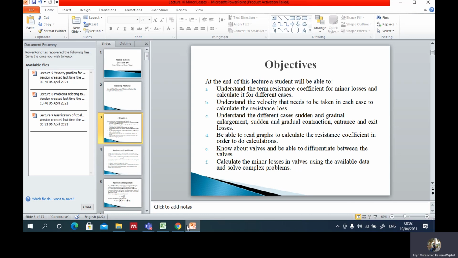You should be able to read graphs to calculate the resistance coefficient in order to do calculation. कभी कभार क्या होता है, we have to calculate the value of K not analytically but via graphs, and that is extremely important. So as a student, or if you're working in an industry, we have a lot of data. So we should be able to understand from reading of the graphs how to obtain our desired information. Those first 4 points are what I'm going to cover in today's lecture. I will tell you the last 2 objectives also, but these we will discuss in my next recording.